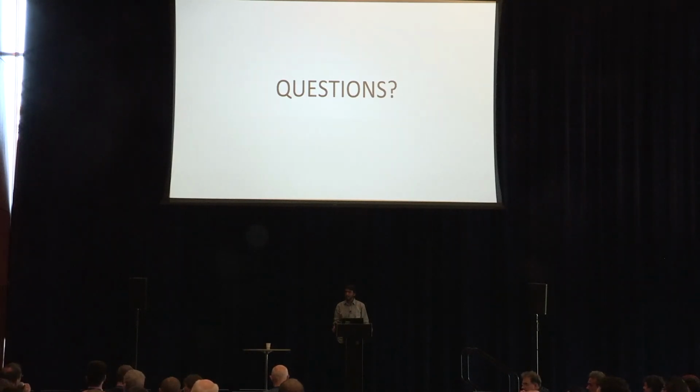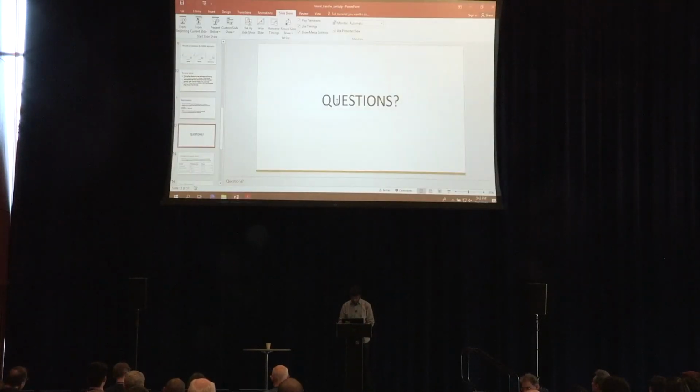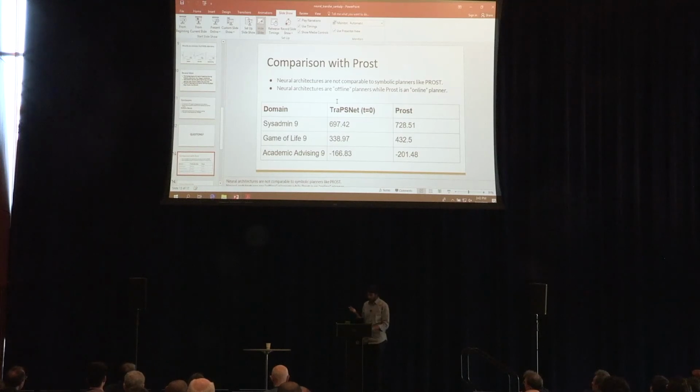So if I understood correctly, you have compared with reinforcement learning methods, but what about probabilistic planning methods? Yeah, as I mentioned, it's not fair to compare with planners like PROST because they are online. Our method is offline, so we can't compare with PROST. But even if you want to look at the results for PROST, you can see that in these domains, sysadmin and game of life, we are pretty close to PROST at time t equal to 0. This is the PROST results as given in the paper and on the repository.